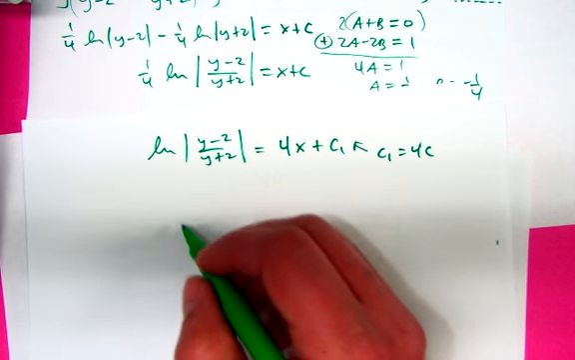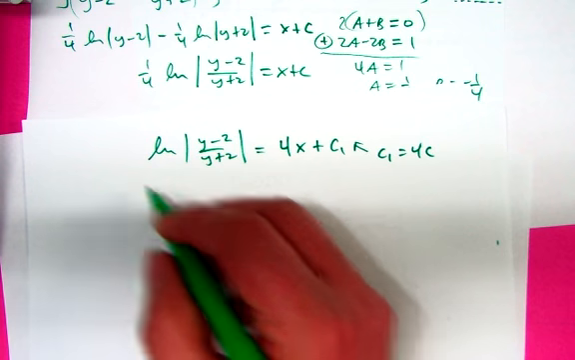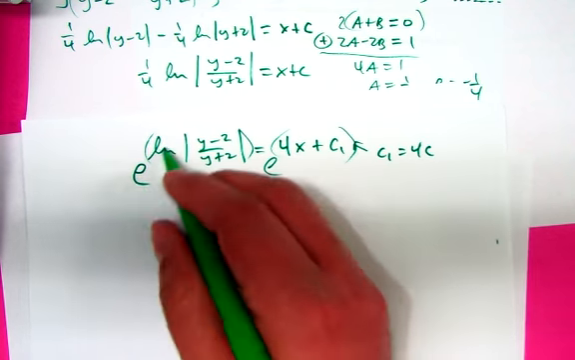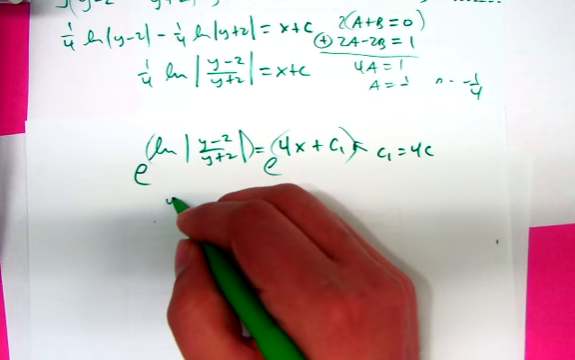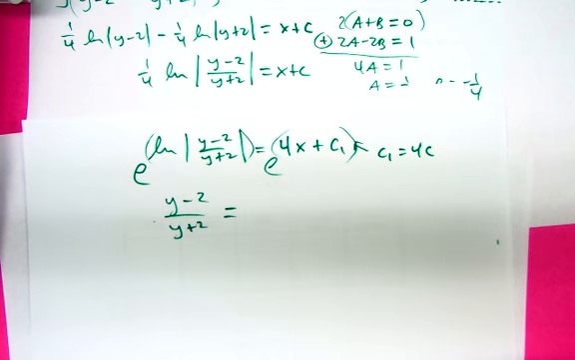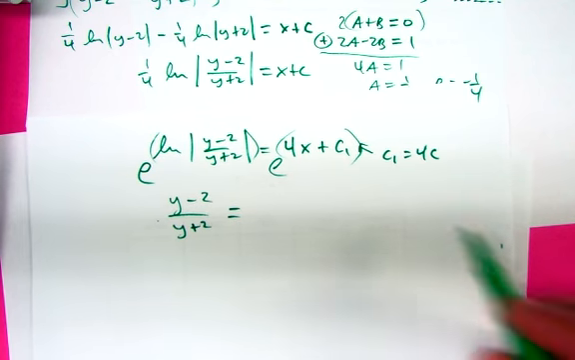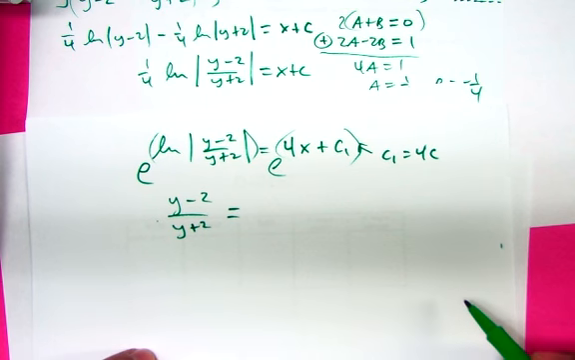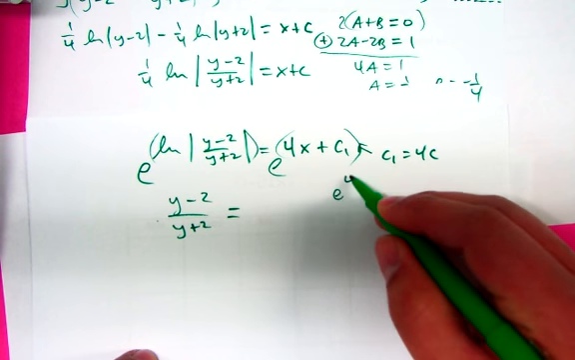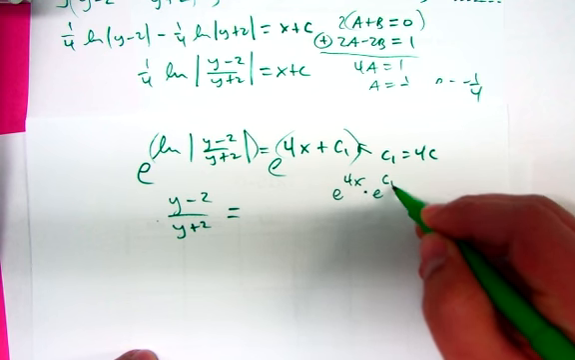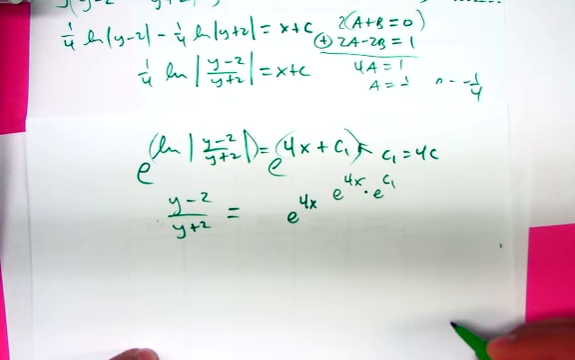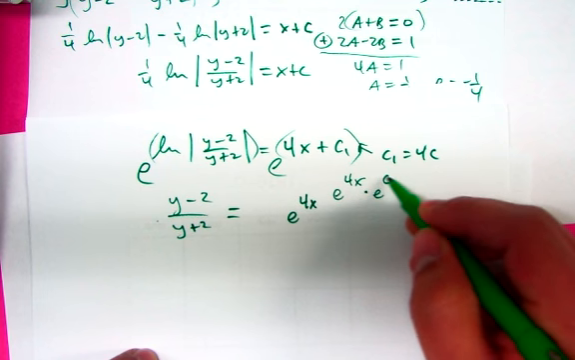We could exponentiate both sides, make each one the power of e, right? So then the e and the natural log cancel out. We get y minus 2 over y plus 2. And then now we're going to get a new constant. When you add exponents, that's the same as multiplying, right? So we have an e to the 4x. And then this e to the c1, I'm going to call c2.